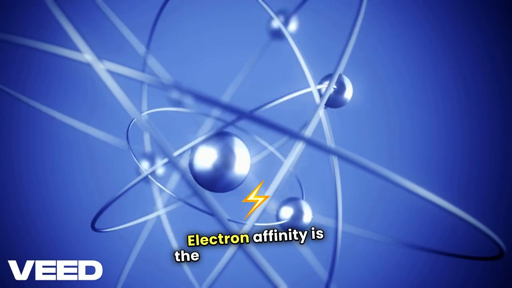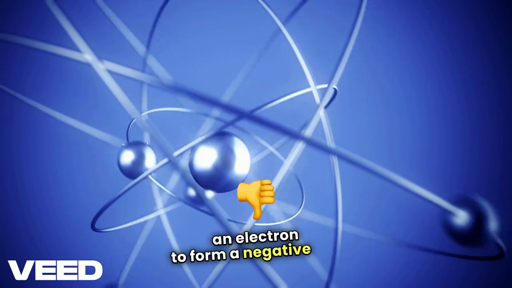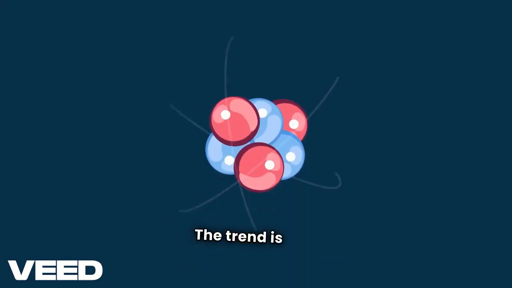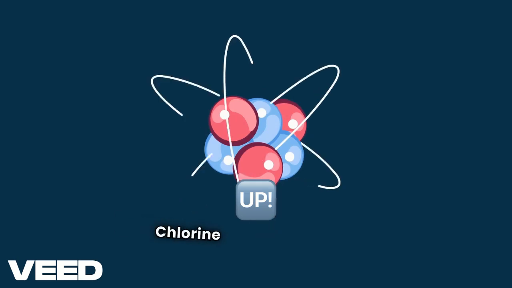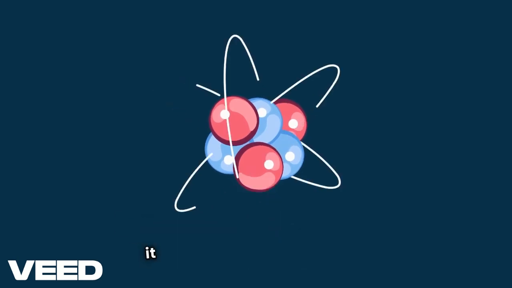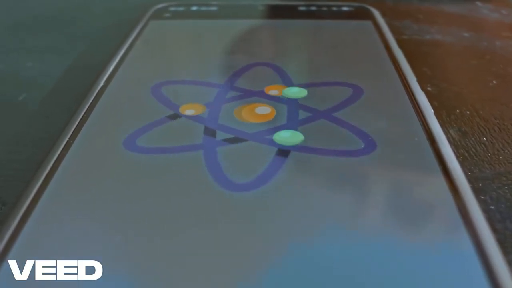Electron affinity is the amount of energy released or absorbed when an atom gains an electron to form a negative ion. The trend is that it increases across a period and decreases down a group. Chlorine has high electron affinity because it readily gains an electron to achieve a stable noble gas configuration.